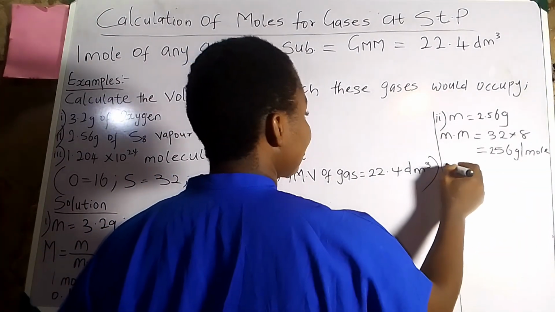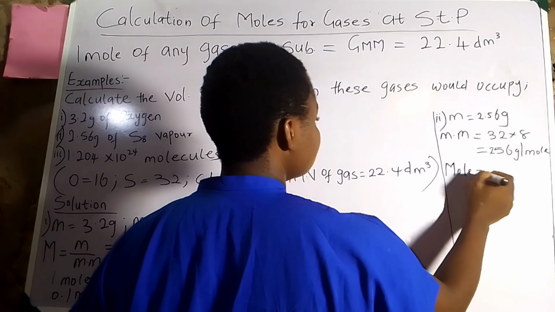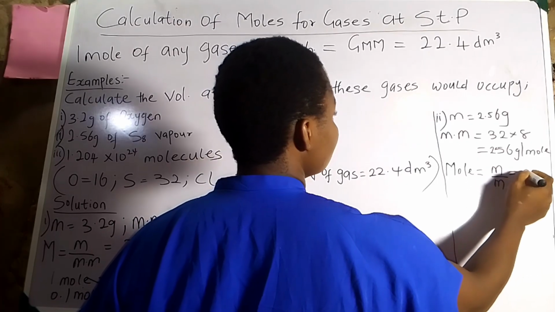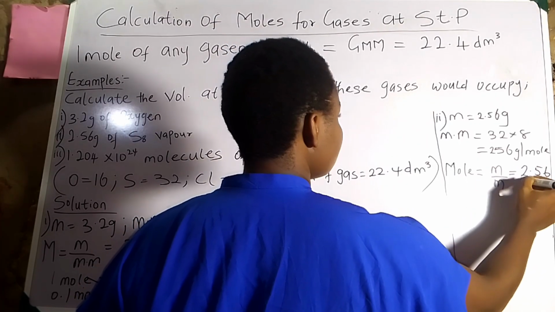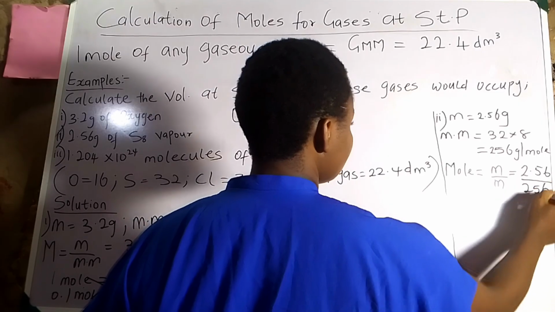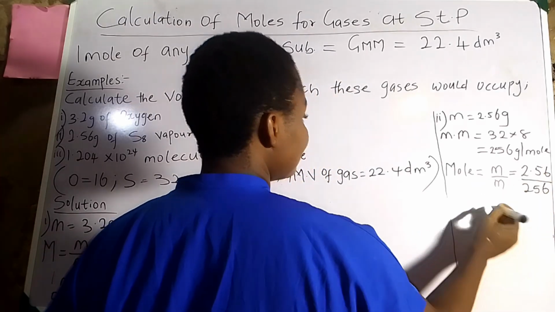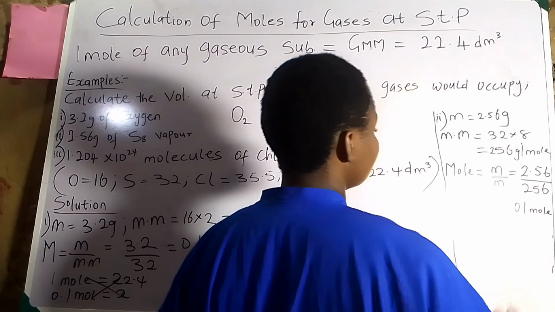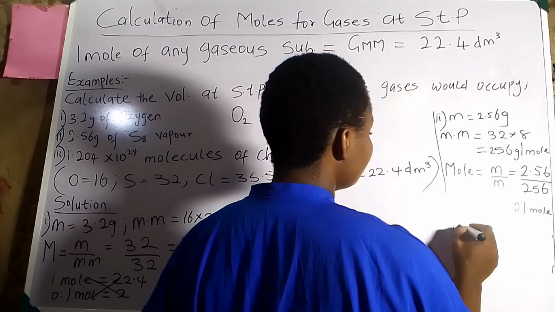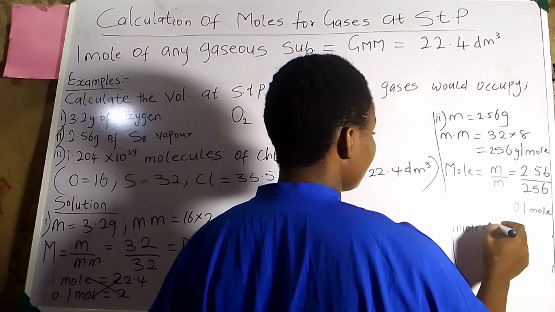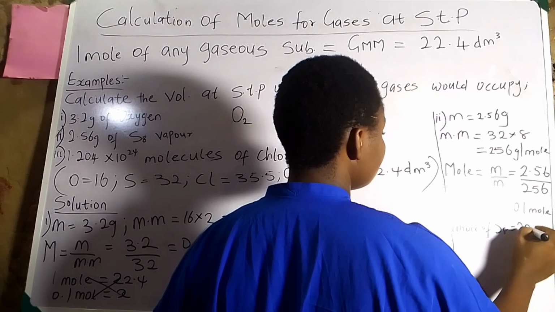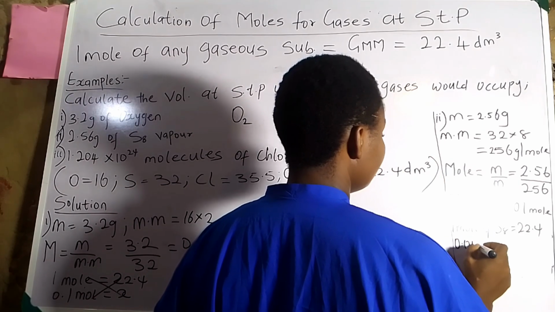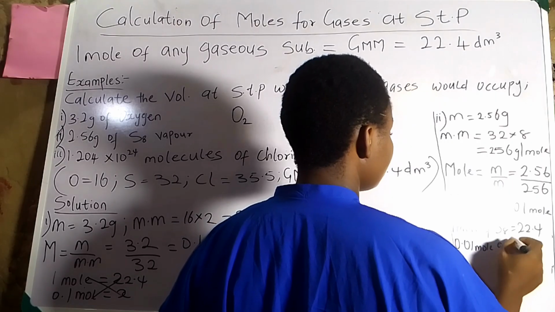Now we can go ahead and calculate our mole. Now we say our mole is equals to mass over molar mass. This is equals to 2.56 over 256. And then when you divide this, what will you have? 0.01 mole. Beautiful.